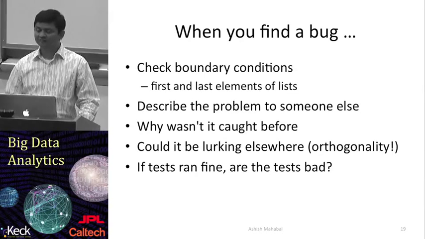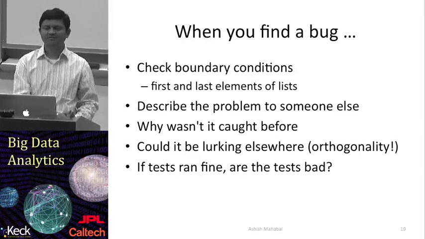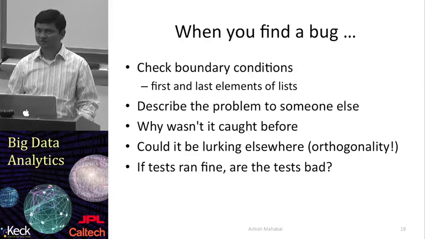Then ask yourself, why wasn't it caught before? So what assumptions you may have made that were wrong? So that's definitely worth investigating. And then ask yourself also whether the bug can be lurking somewhere else. If your code is orthogonal, then if you find a bug somewhere, it's very unlikely that it's somewhere else too. But if it is not orthogonal, it could be somewhere else. So make sure that you find all instances of the same bug, so you don't go after the same bug multiple times.